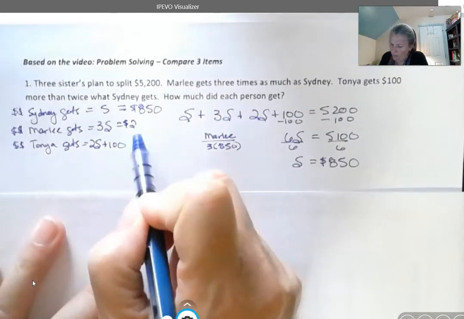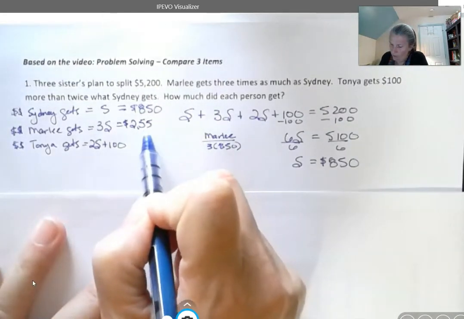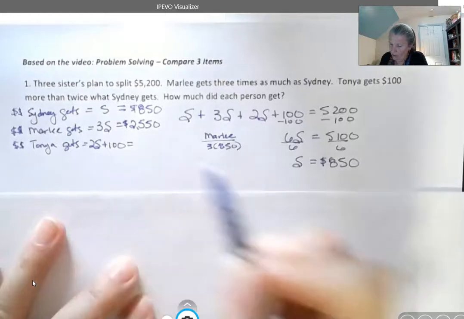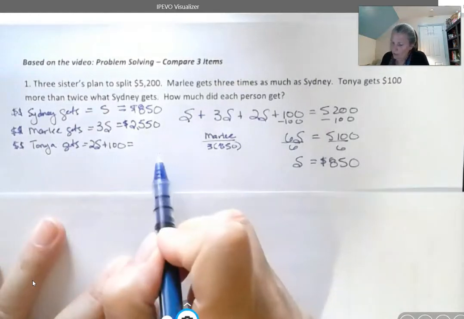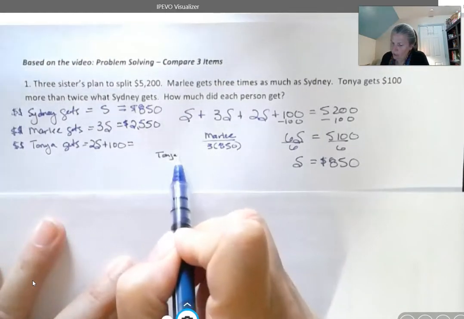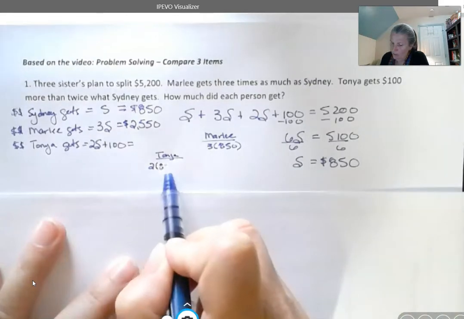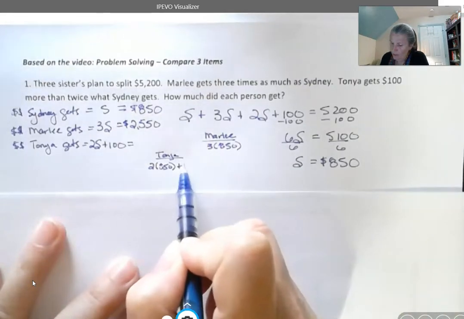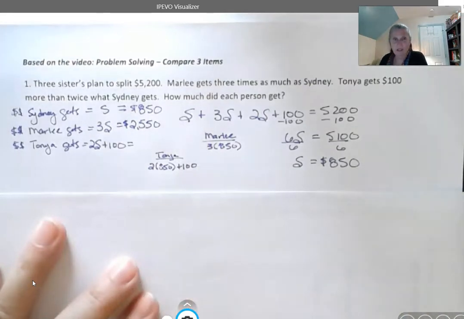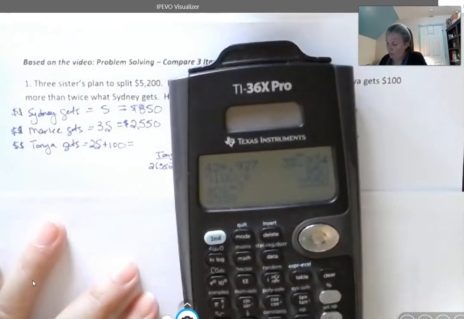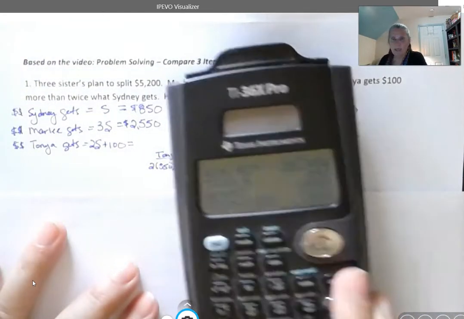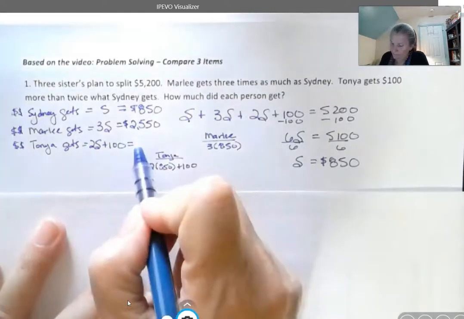It doesn't matter if you can't see my calculator. I'm just doing these simple calculations there. And then how am I going to figure out what Tanya makes? Well, Tanya makes 2 times what Sydney made, but then another 100 after that. So she's going to make 850 times 2 plus 100, or $1,800.